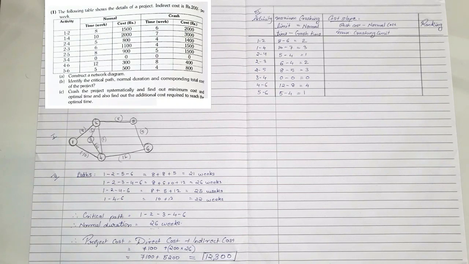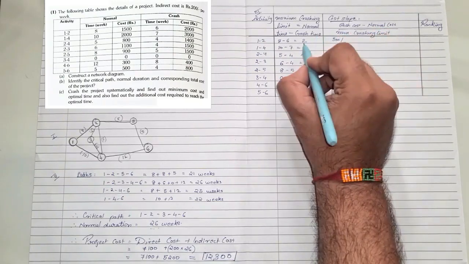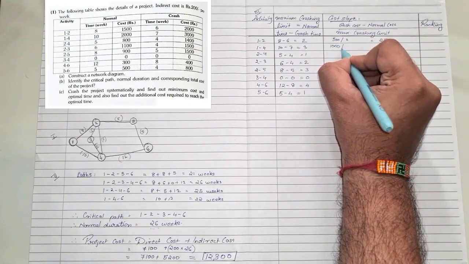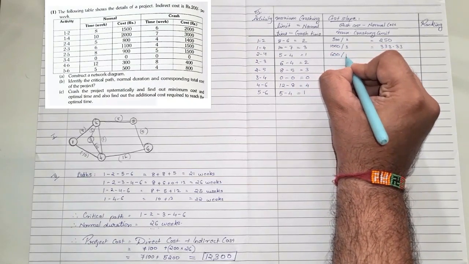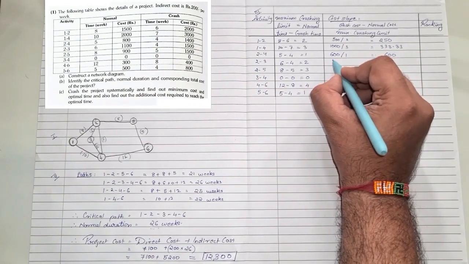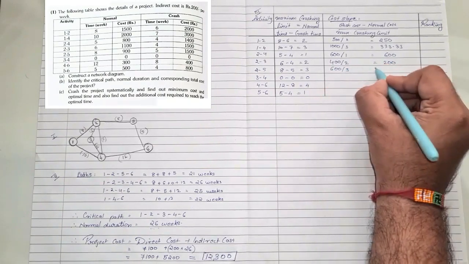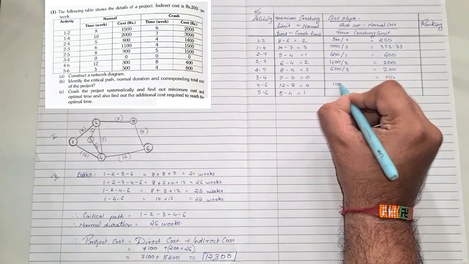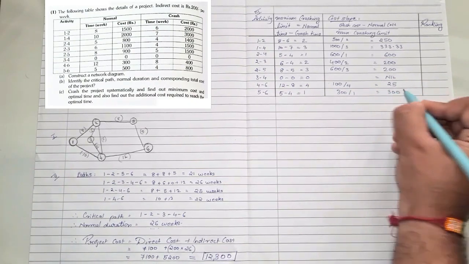The crash cost for the very first one is 2000 and normal is 1500, as in the question. The difference is 500. So 500 divided by the limit, which is 2, gives 250. The next is 1000 divided by 3, which comes to 333.33 recurring. The next is 600 divided by 1, which is 600. Then 400 divided by 2, which is 200. Then 600 divided by 3, which is again 200. The third one, since it is 0, gives nil. The next is 100 divided by 4, which is 25. And lastly, 300 divided by 1, which is 300.